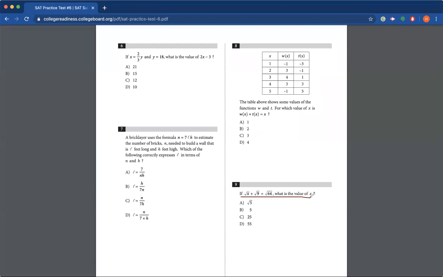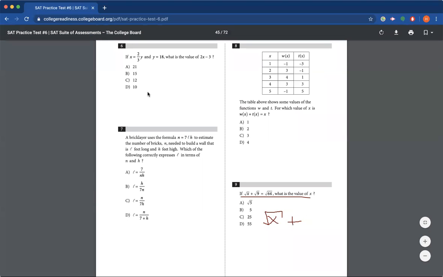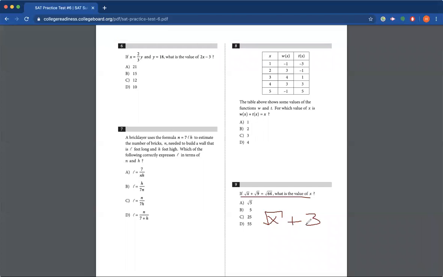If this equals 64, then what's the value of x? Square root of x is square root of x. Square root of 9 is, oh god, we have 10 minutes. Square root of 9 is 3. Square root of 64 is 8. So square root of x equals 5. Square both sides, x equals 25.